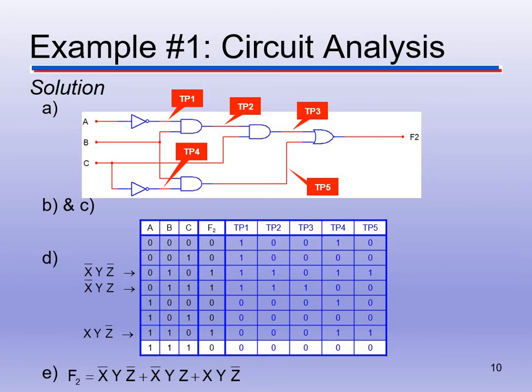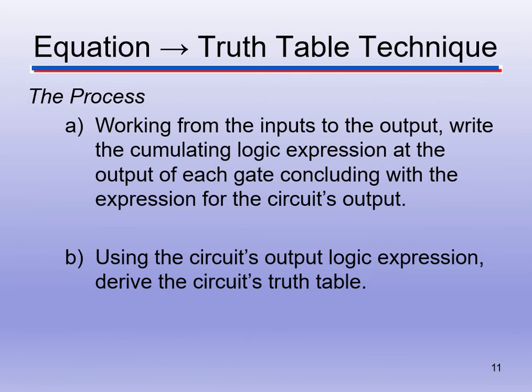All right. Then we have 0, 1, 1, that translates to X bar, Y, Z, and 1, 1, 0 translates to X, Y, Z bar. And then we write it as a sum of products, so you can see at the bottom what the sum of products is. Okay.